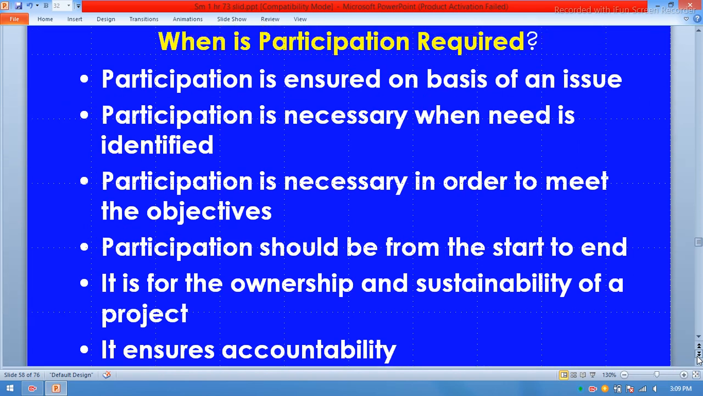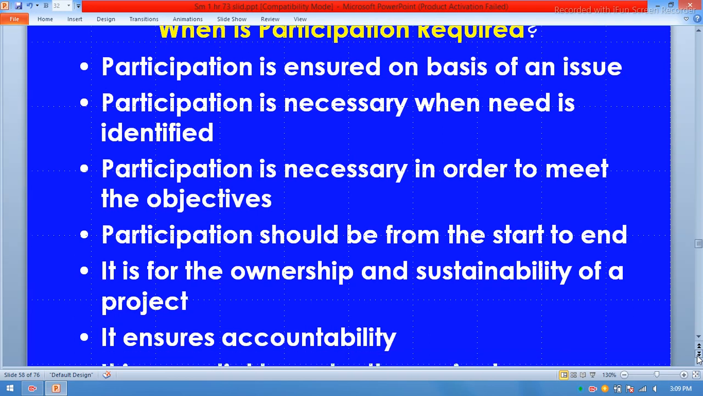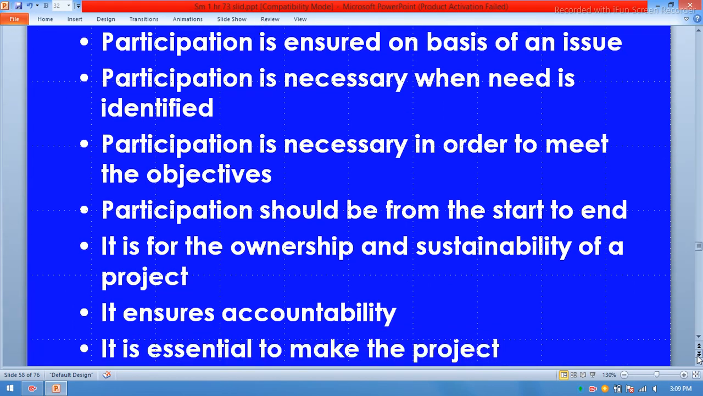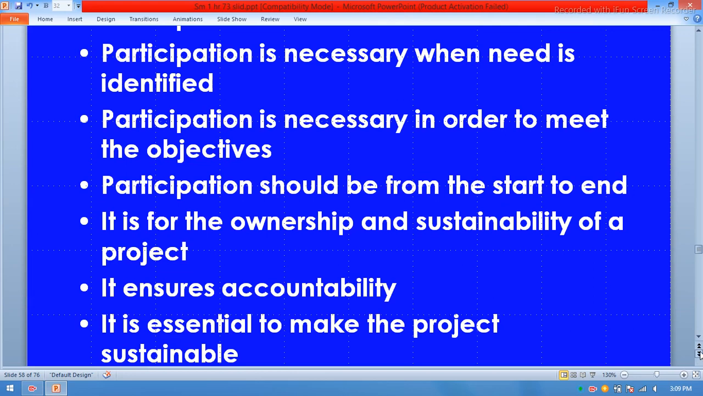When is participation required? Participation is ensured on the basis of an issue. Participation is necessary when a need is identified. Participation is necessary in order to meet the objectives. Participation should be from start to end. It is for the ownership and sustainability of a project. It ensures accountability. It is essential to make a project sustainable.